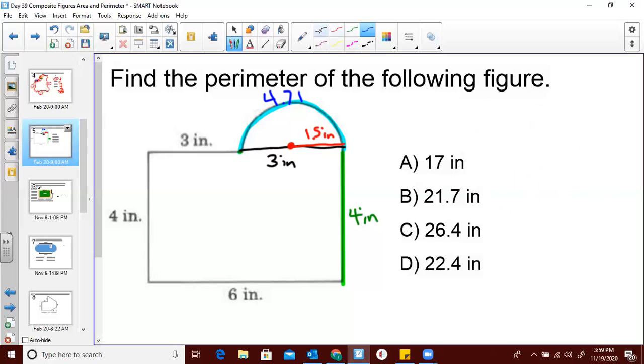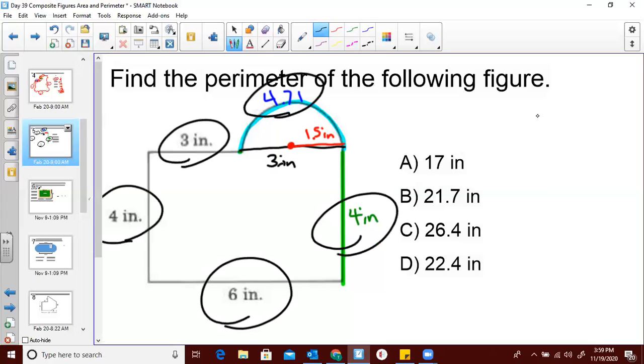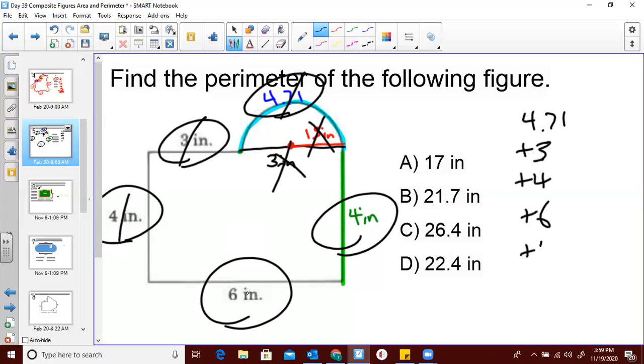All right, so now we just have to figure out what we are adding. Are we adding this 1.5 in? No, we don't need that. This 3 inches, we don't need that either. So we're just going to add these 5 numbers together, and you'll end up with 4.71. Remember, here's where you want to cross them out. I would even cross these out just so you know that you're not using them. Adding 3 and 4, so plus 3, plus 4, plus 6, and plus another 4, plus 6 and another 4. When we add these together, you get 10, 17. It looks like you get 21.71. And if we're rounding to the tenth, the answer is B.